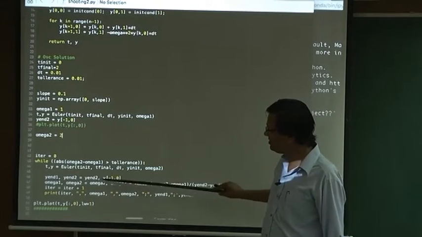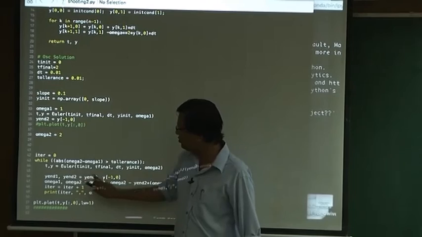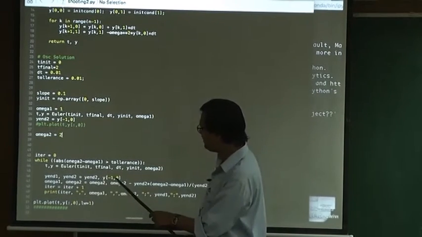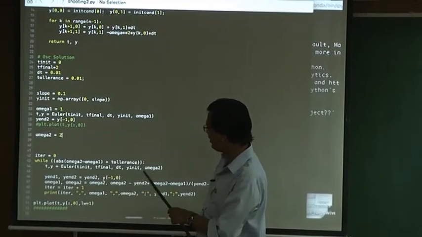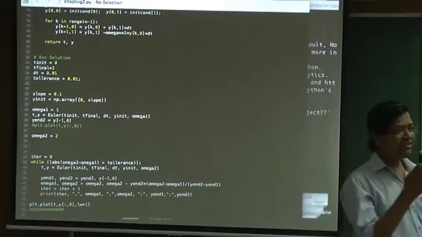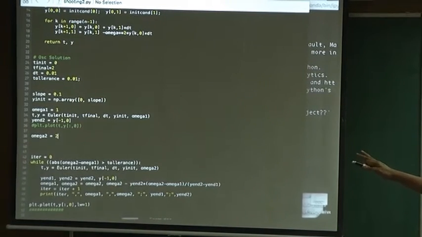This is a nice feature: n1 will be replaced by n2, and n2 will be replaced by the new n2 coming from this. Otherwise, I would have used a temp variable. So these 3 lines are done in one line. C code will take 3 lines. You use the temp variable and all that. Here temp is not required. At least 2 lines is required.